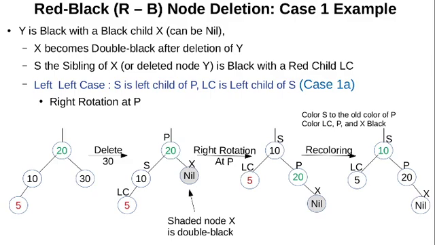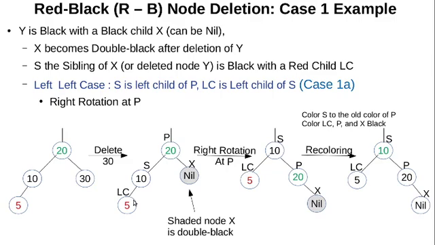The sibling of X is node 10 and it is colored black. This node is marked as S. Here the sibling node has a red child, node 5. As 5 is the left child of S, it is marked as LC.